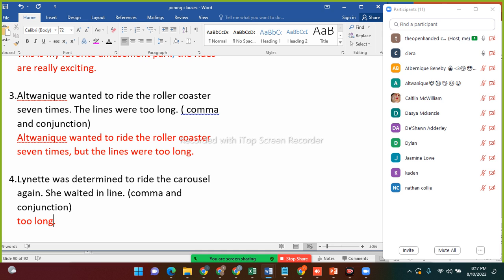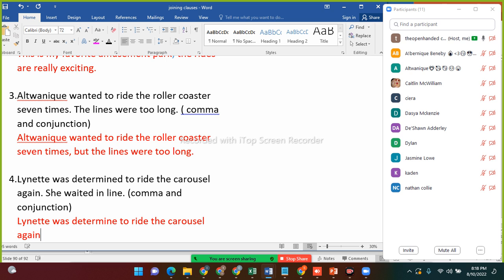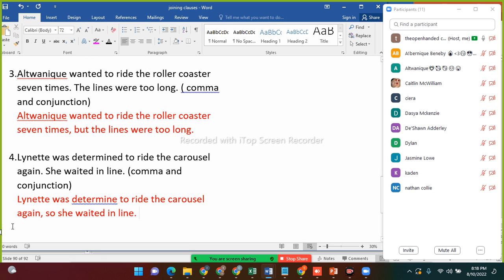Okay, "and" is not the best one. Lynette was determined to ride the carousel again, so she waited in line. All right. So as a consequence of a determination, right? Because she wanted to ride it again, so therefore she waited in line.